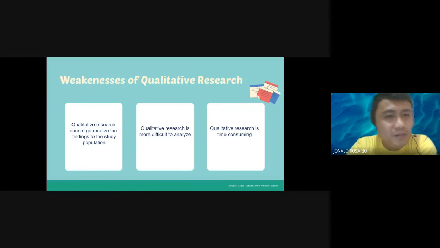Okay, paki-take down notes ulit. Weaknesses of qualitative research. The first one, qualitative research cannot generalize the findings to the study population. Number two, qualitative research is more difficult to analyze. And for the last one, qualitative research is time-consuming.